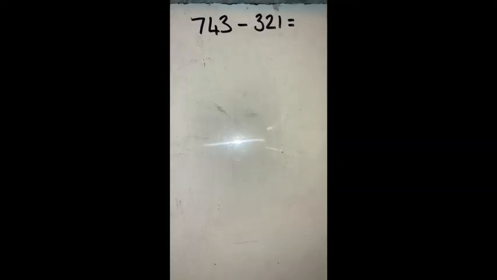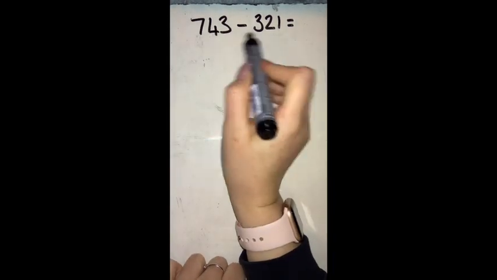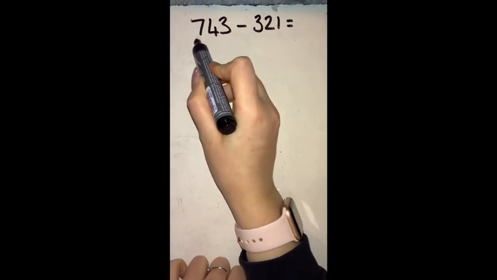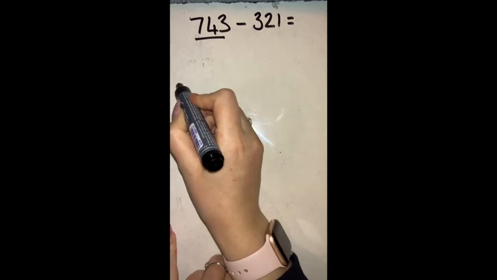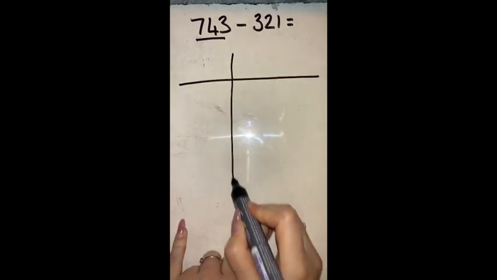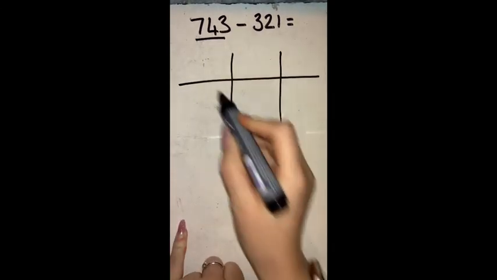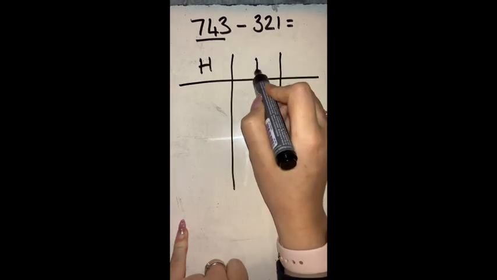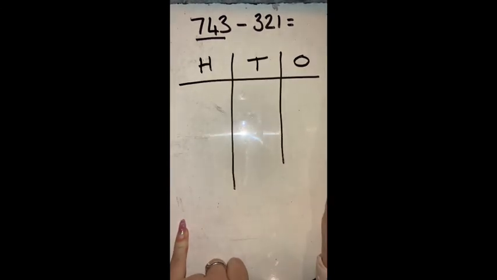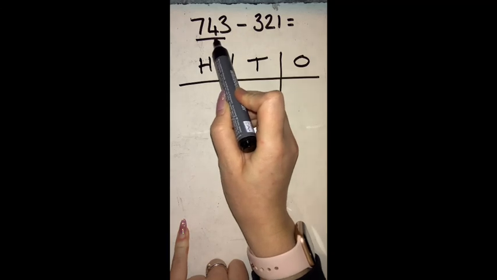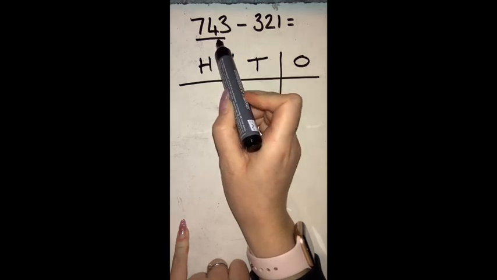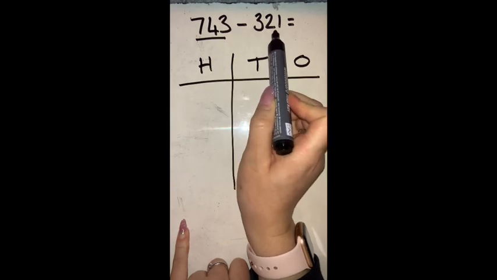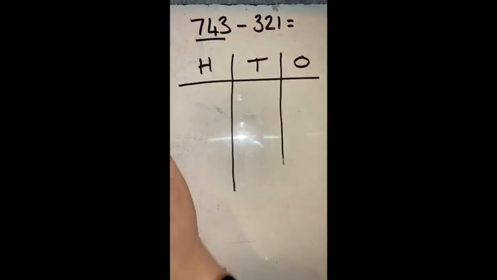Okay, so we're going to subtract 321 from 743. I'm going to start the same as I did before with my place value chart, hundreds, tens and ones. Now this time the difference is that I'm only going to build this number that I'm going to be subtracting from. Okay, and I'm physically going to take this other number away. So I'm going to build 743.